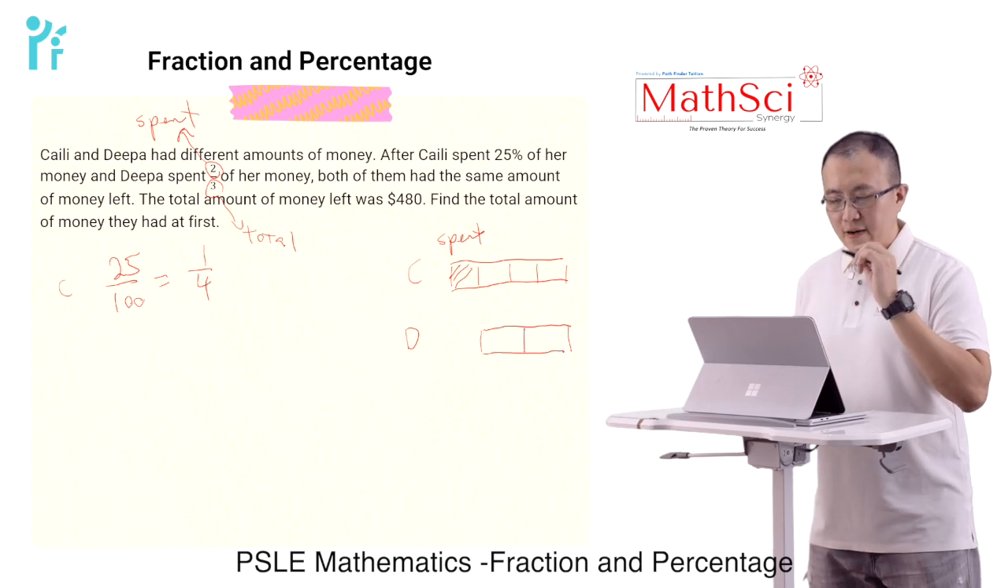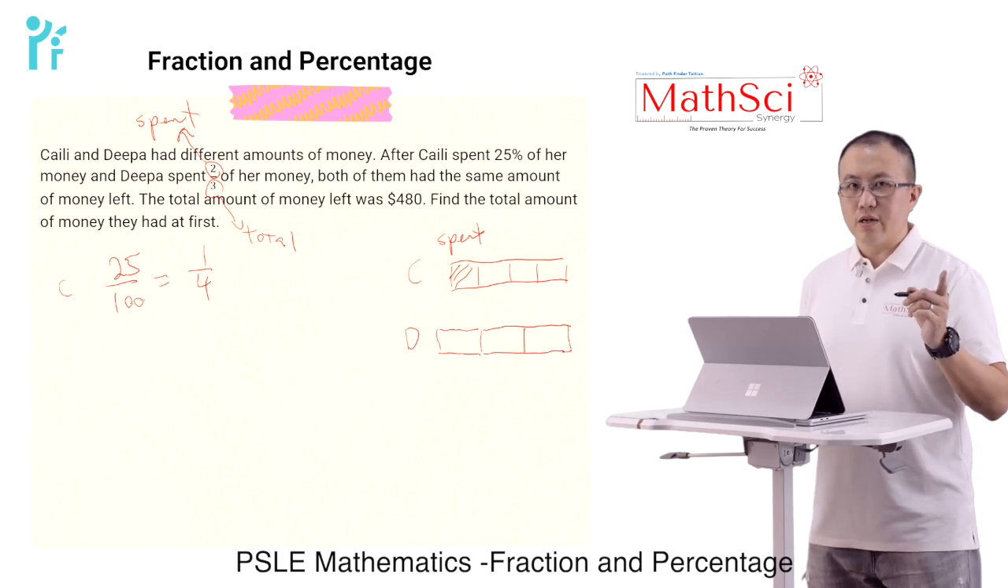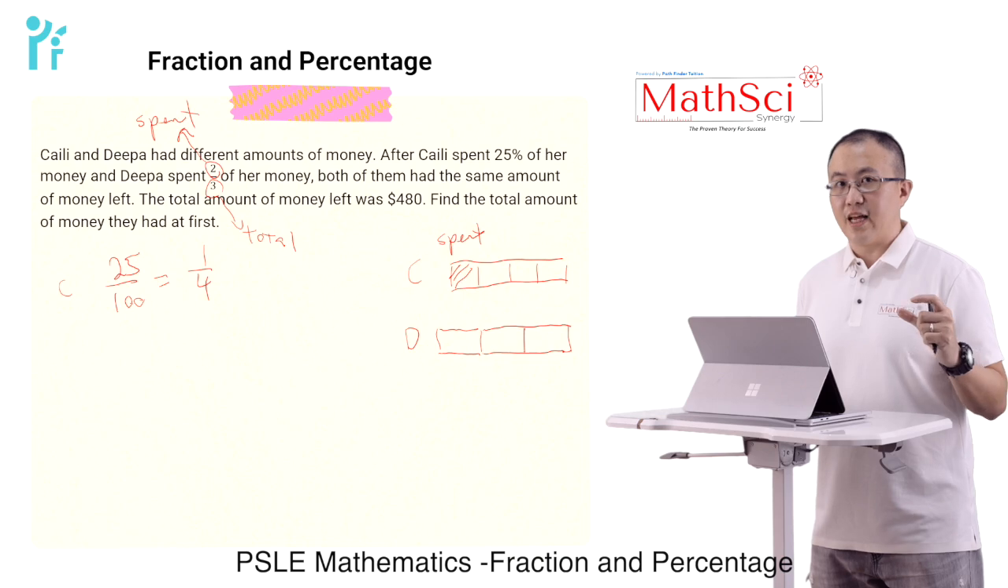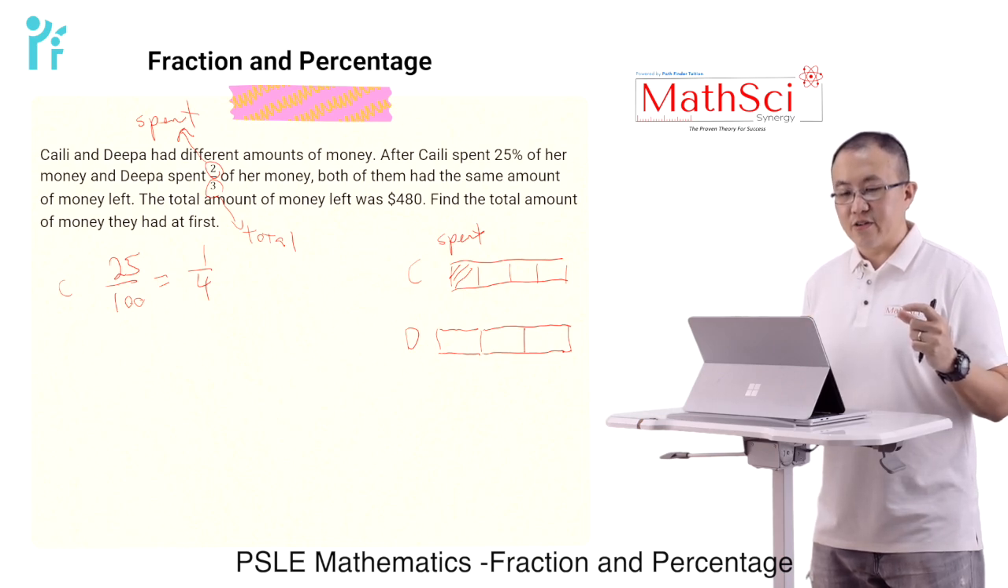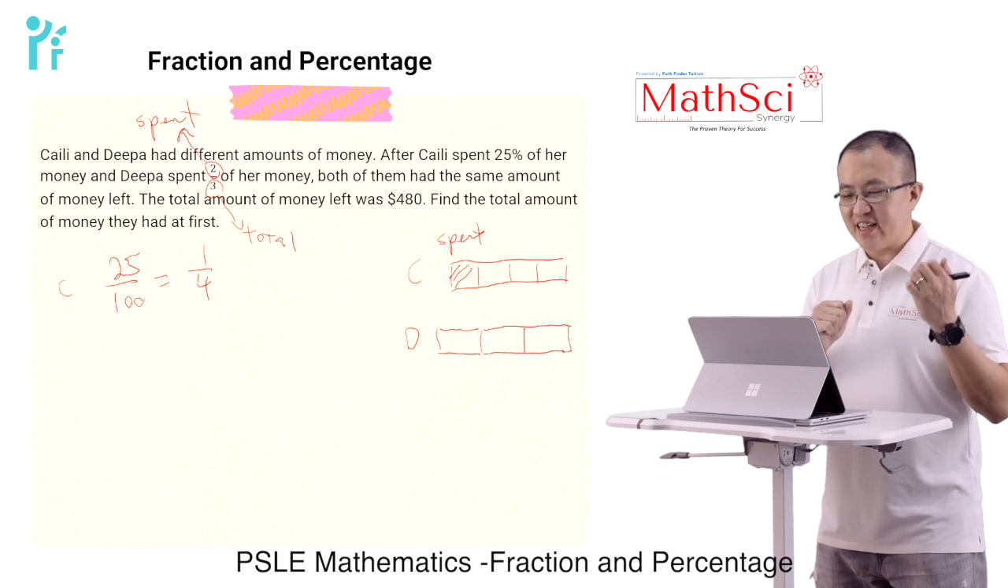Something like this. And after which, I'm going to add one more box in front. You're going to be very careful because you want to make sure that the boxes are not of the same length. Because if they're of the same length, you are inferring a different thing. You are trying to say that they have the same amount of money, which is not true. We already said that at the beginning.